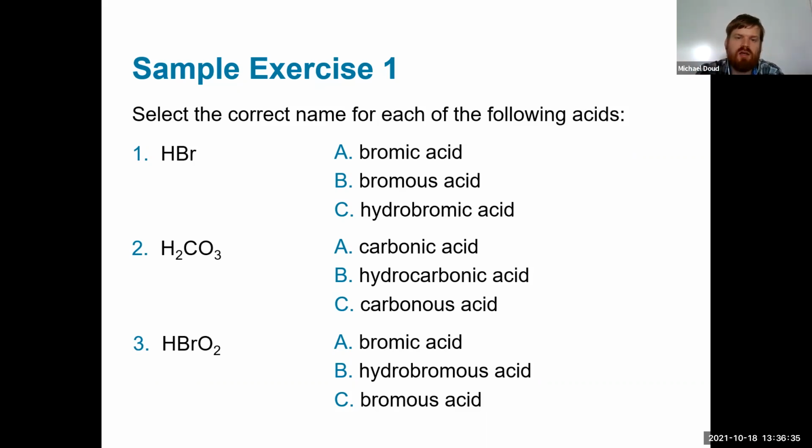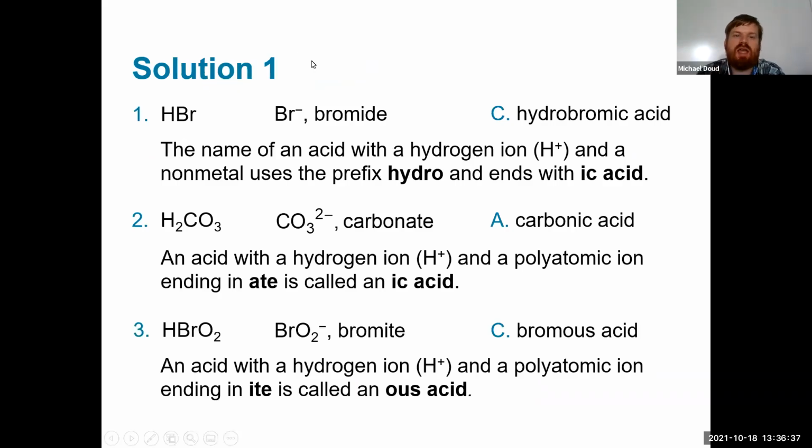Okay, and we're back. So HBr, the anion is bromide. So it's just a single nonmetal ion. So you know that you have to put hydro in front and ic acid at the end. So hydro-ic acid, with a brom in the middle. So hydrobromic acid.